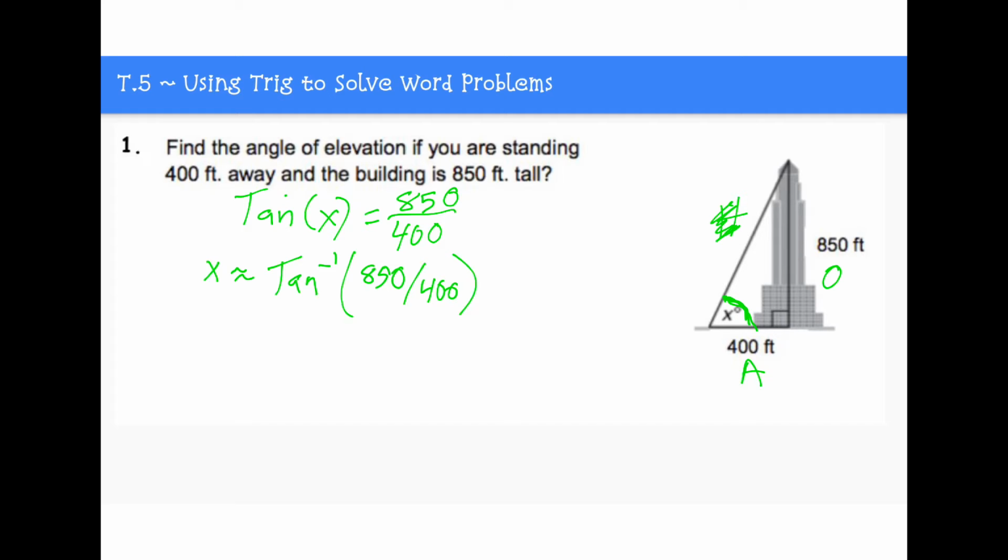So all we got to do is just plug this into our calculator, and when you get it, you're going to get x is approximately 64.7988, but with angles we want to round to the nearest angle, so we will say that it's approximately 65 degrees.